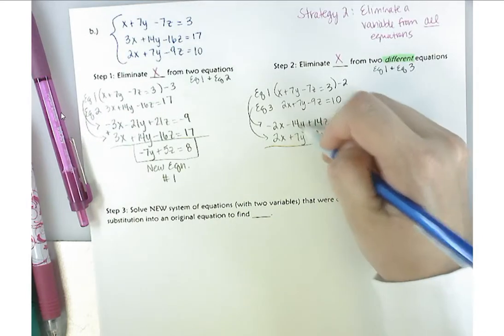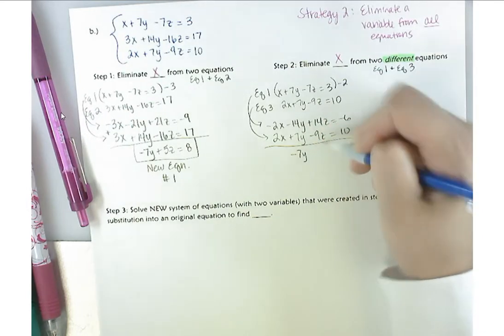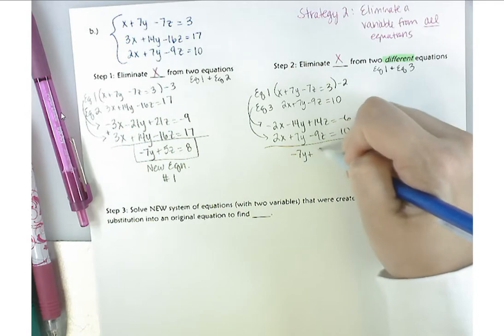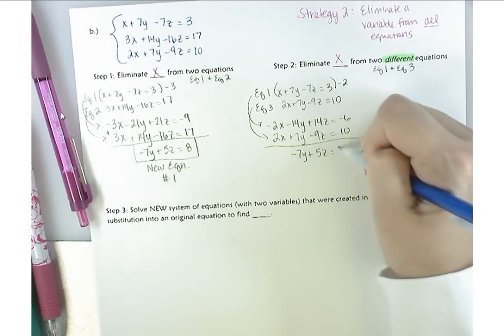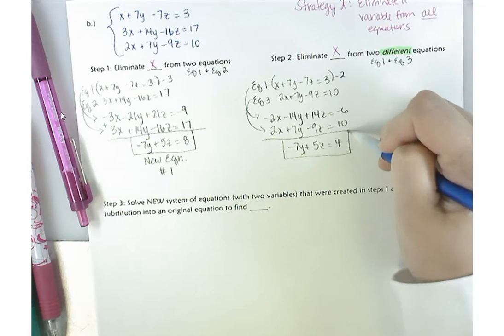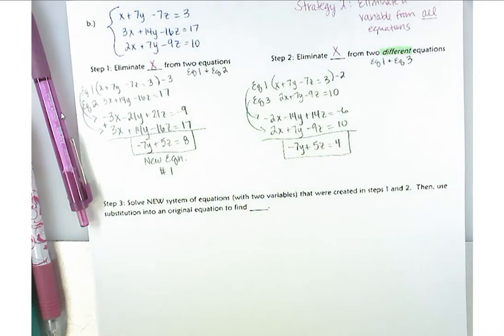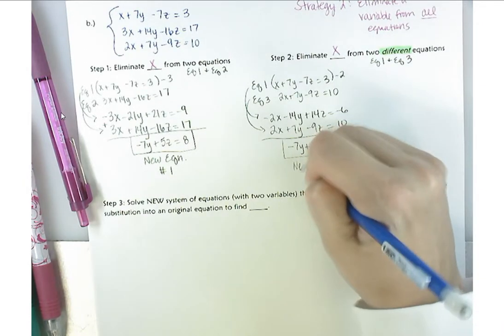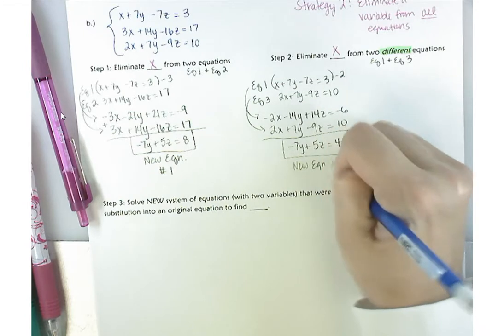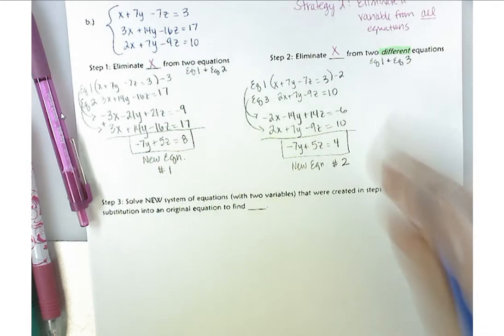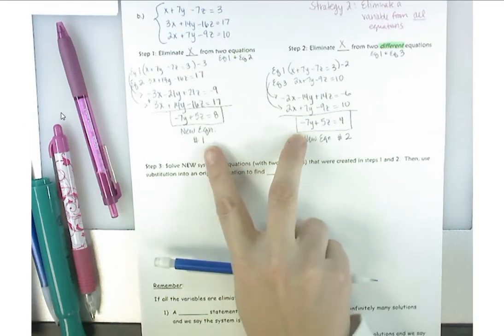Okay, so this will be negative 7. 14 minus 9 is 5. And this will be 4. Okay, so this is your new equation number 2. Right? Now, what you've done is you created a system where you just have 2 variables.